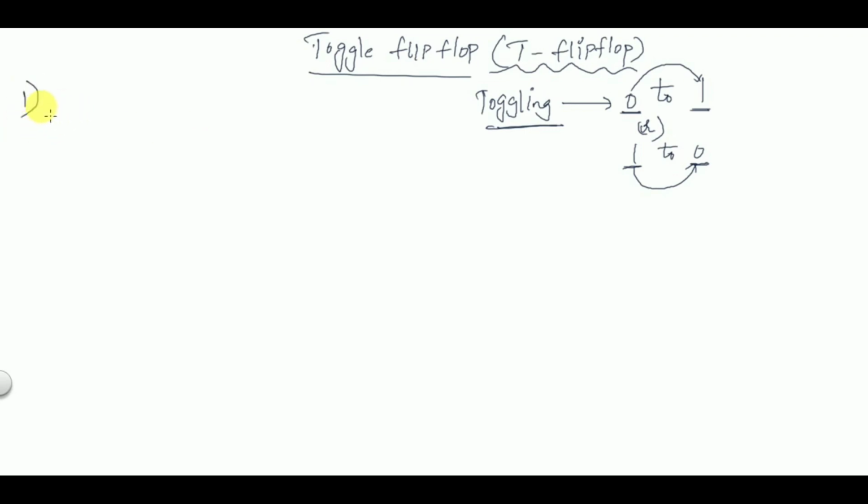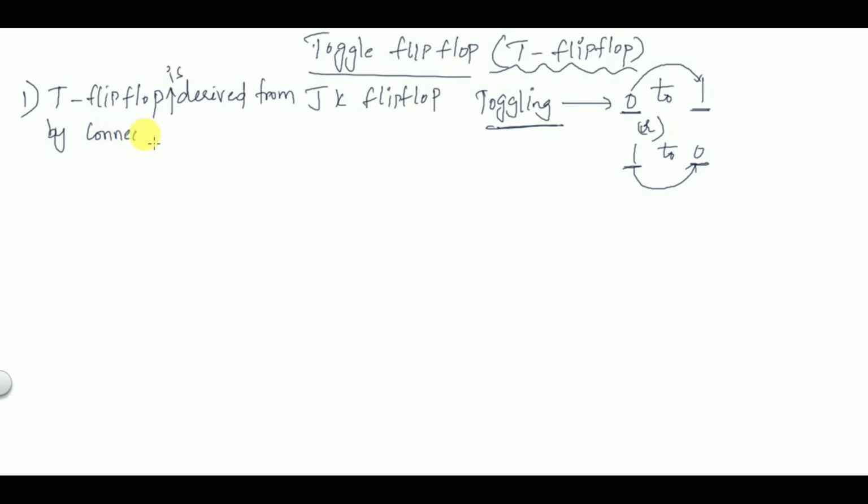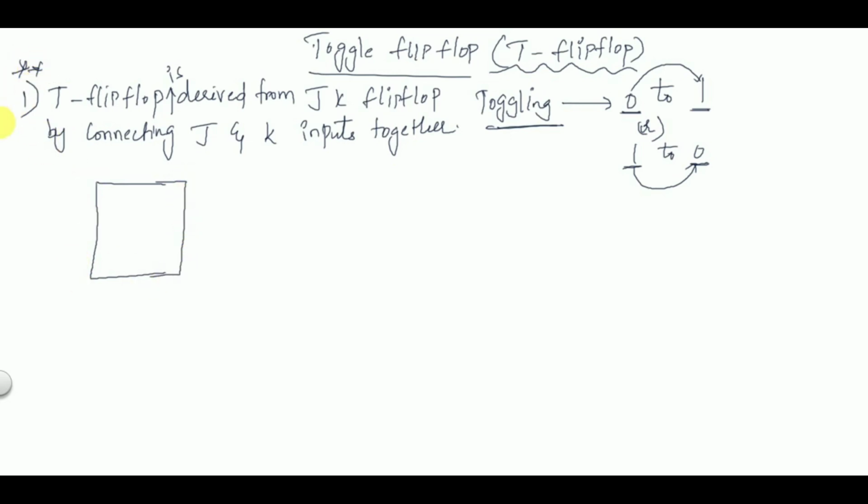The first point to remember for T flip-flop is that it is not a new flip-flop. T flip-flop is derived from JK flip-flop by connecting J and K inputs together. That's all. If you remember this point, then everything about T flip-flop you can easily derive at the time of examination. Just remember this important point.